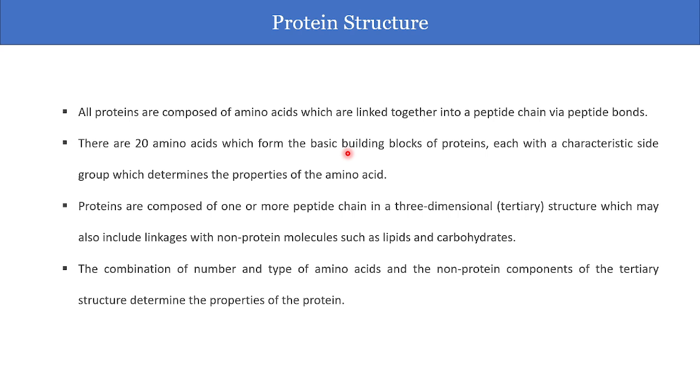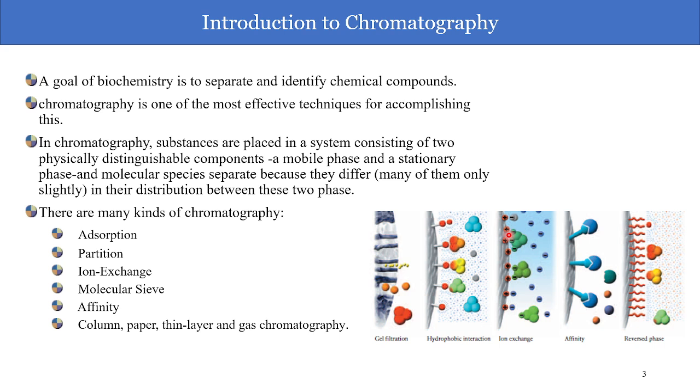Now proteins are composed of one or more peptide chains that fold into a three-dimensional structure, including several linkages with non-protein molecules. It can interact with lipids, carbohydrates, even proteins or small molecules. The combination of the number and type of amino acids and non-protein components of the tertiary structure also determines the function of a particular protein.